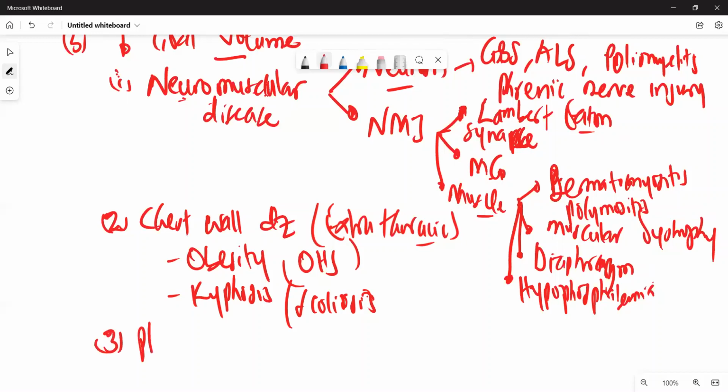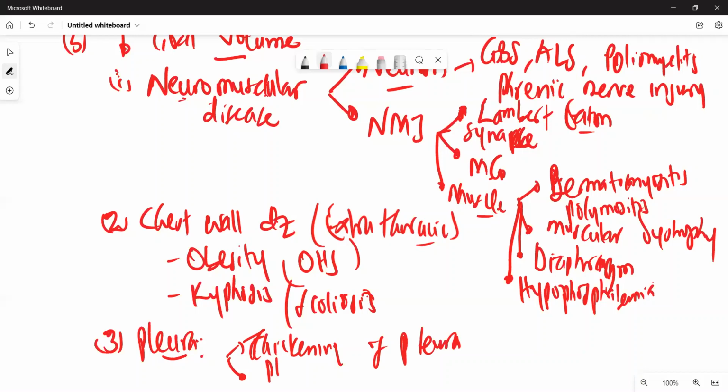And the third one is a problem with the pleura. If there's a problem with the pleura, there might not be enough space for the lung to be able to expand. As a result, that could limit the amount of tidal volume that is coming in, and that can decrease ventilation. An example is fibrosis, if there's a thickening of the pleura, maybe somebody who has extensive mesothelioma, or somebody who has a pleural effusion.